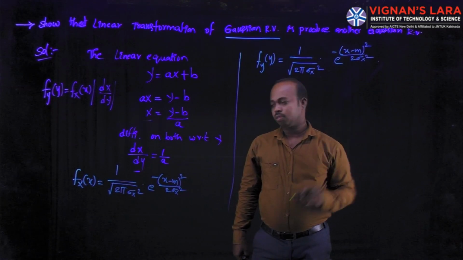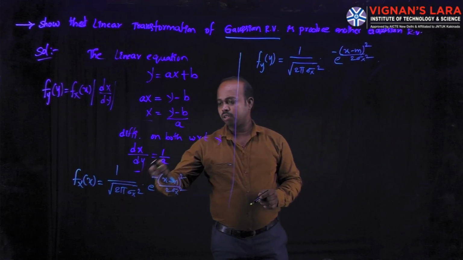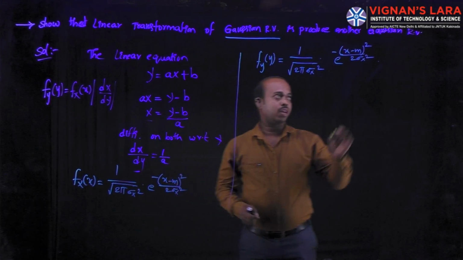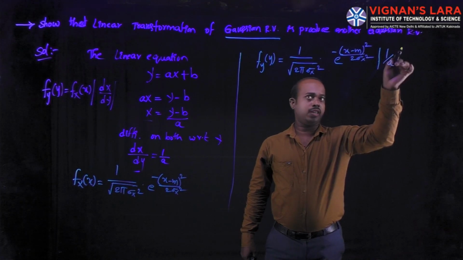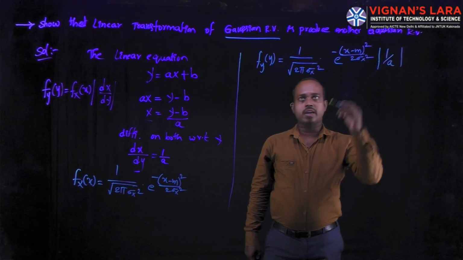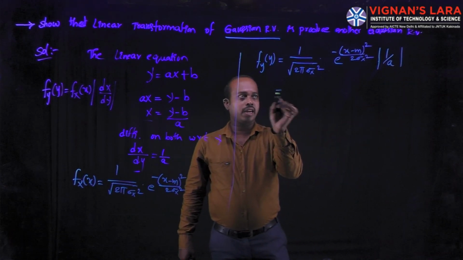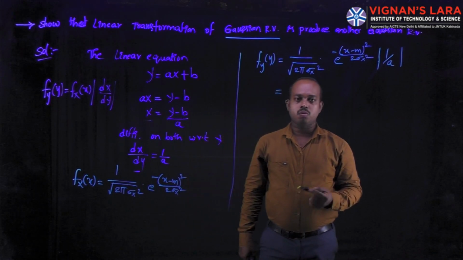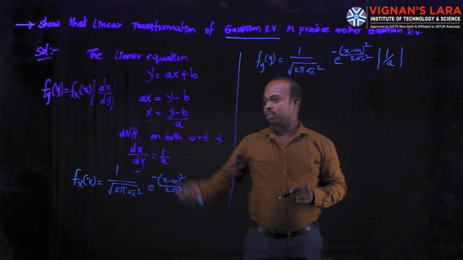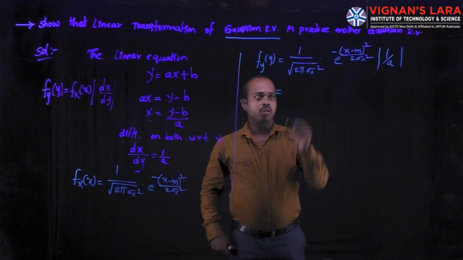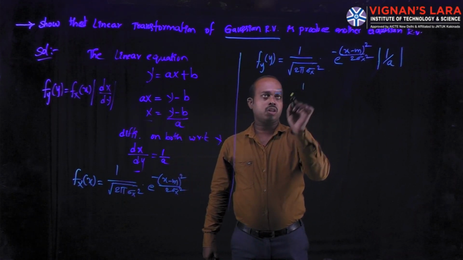Into the dx by dy quantity, we are already obtaining the 1 by a value. That's why I am substituting the quantity of 1 by a here. You can write this entire equation in terms of y. The x quantity is replaced with y minus b by a. In this equation, I am changing the quantities.